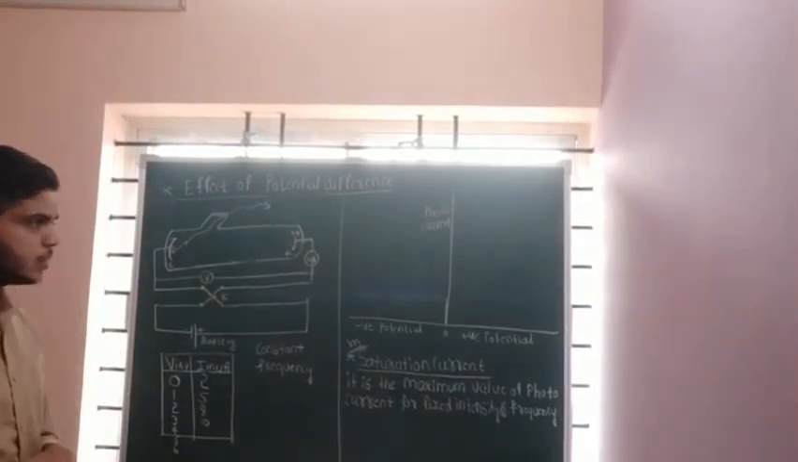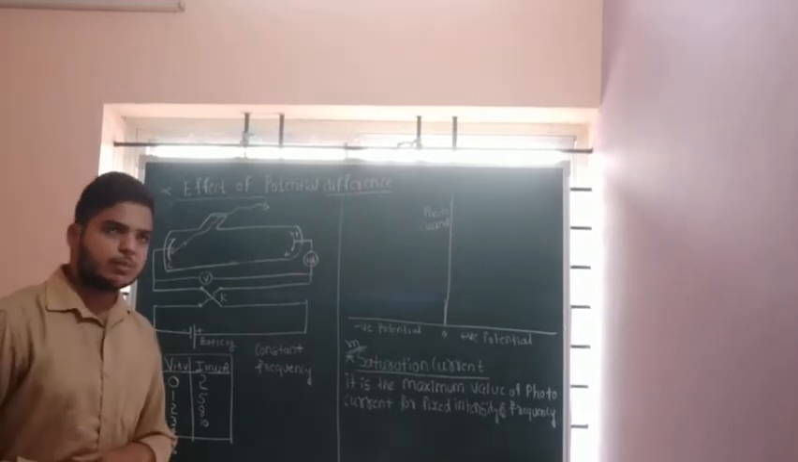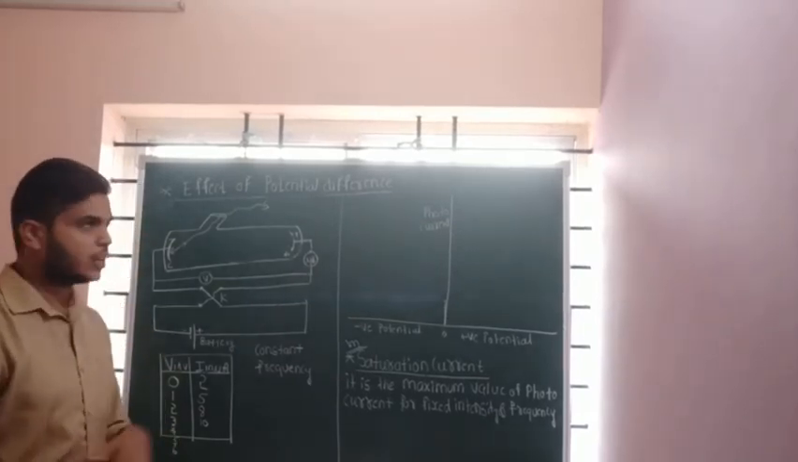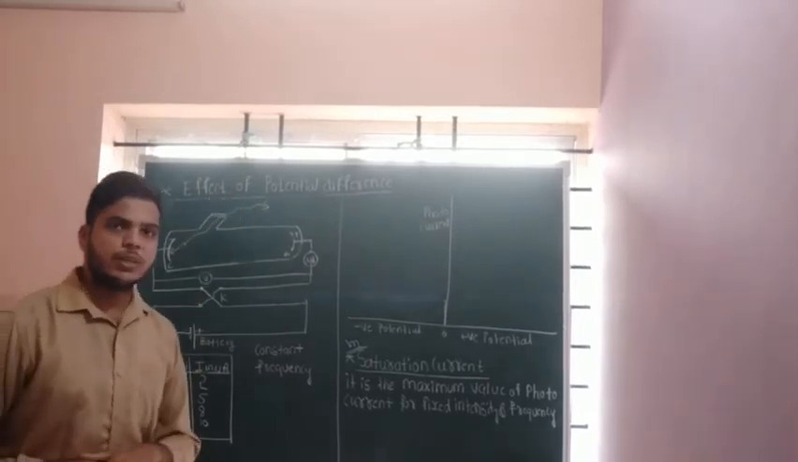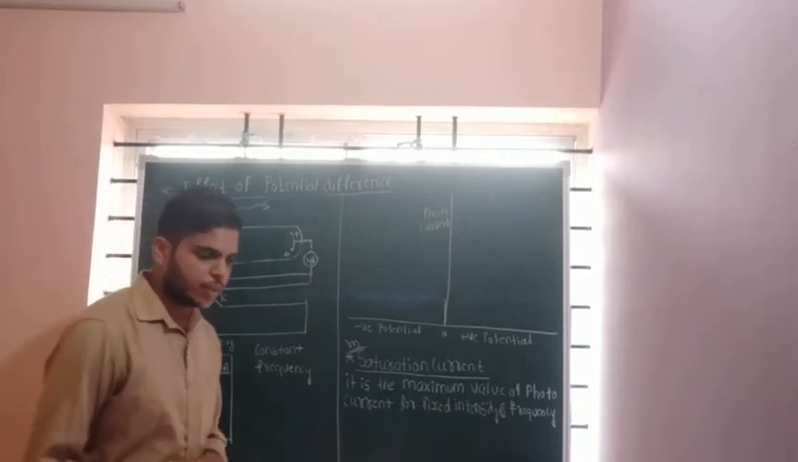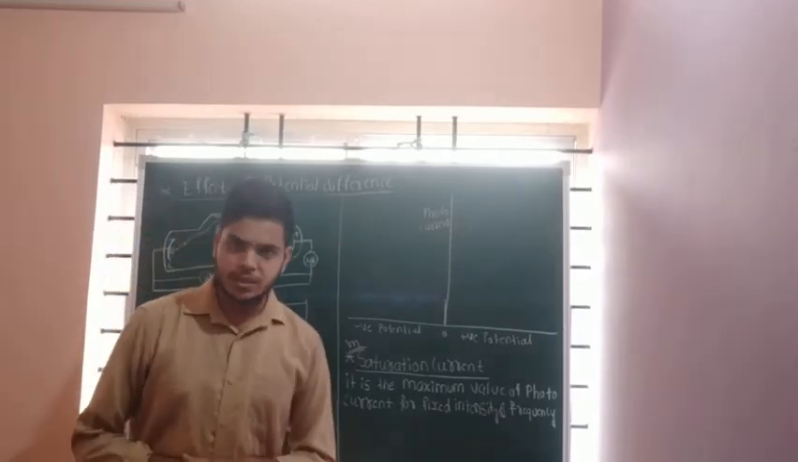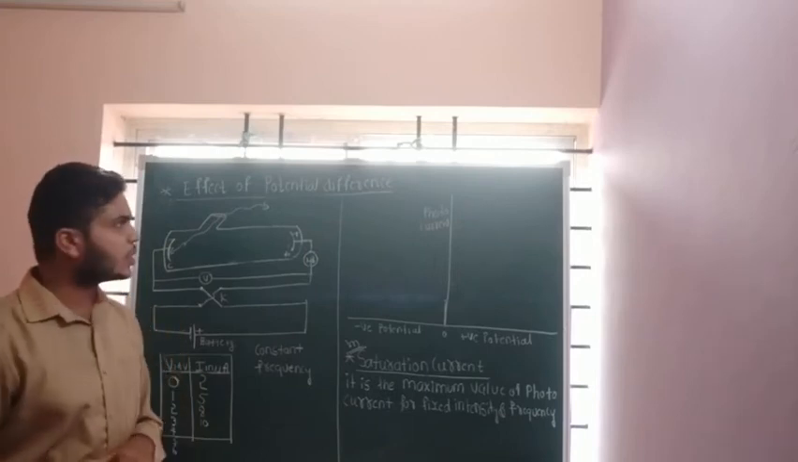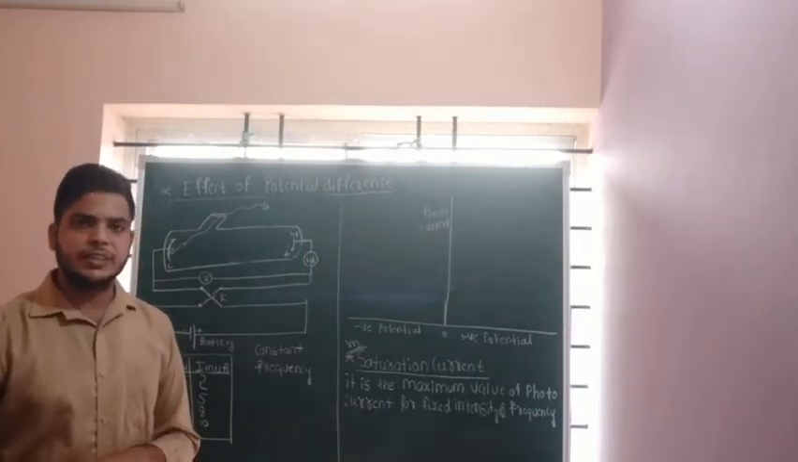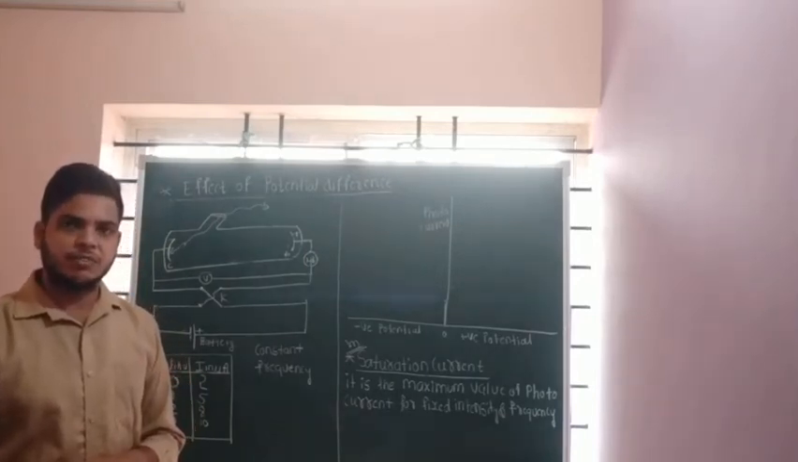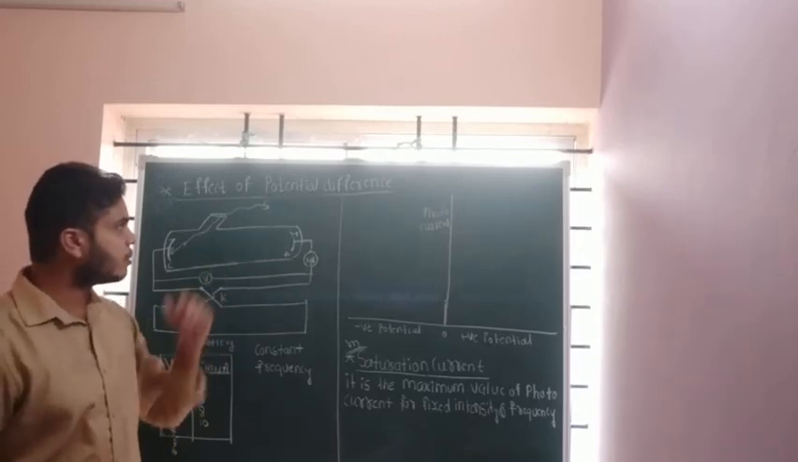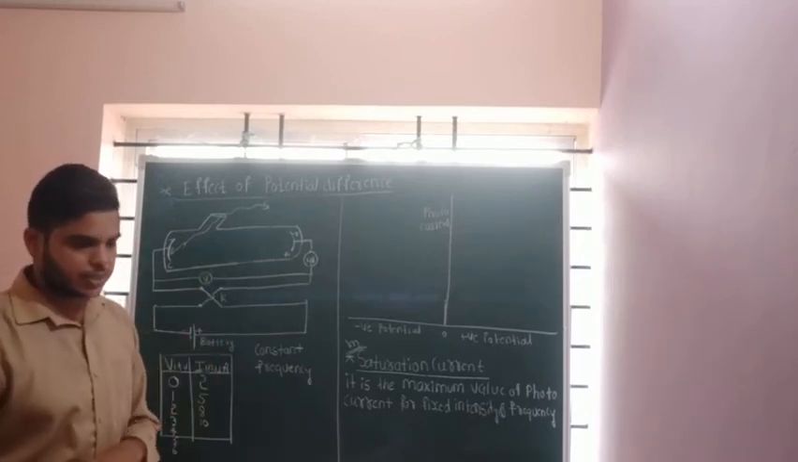Good morning, students. Today we will discuss the next observation, that is, the effect of the potential difference. In previous classes, that is in part 5 and part 6, we have studied the effect of the intensity of the light and the effect of the frequency. Now it is part 7, effect of the potential difference.